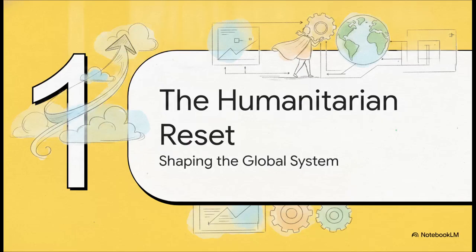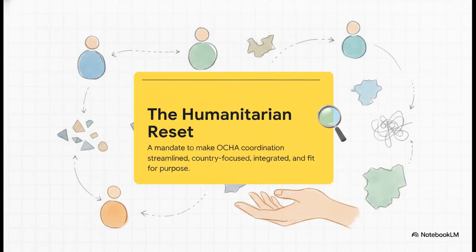All right, part 1. Let's look at the humanitarian reset and how this role shapes the global system. The big anchor term you need to know here is the humanitarian reset. The source defines this as a system-shaping mandate to make OCHA's global humanitarian coordination architecture way more streamlined, integrated, and genuinely fit for purpose. This means deliberately moving away from all that tangled headquarters complexity.